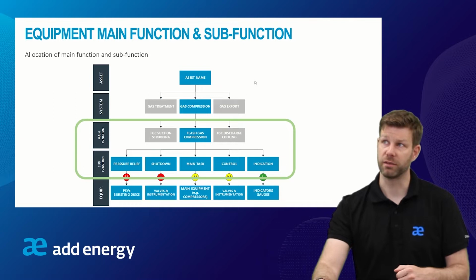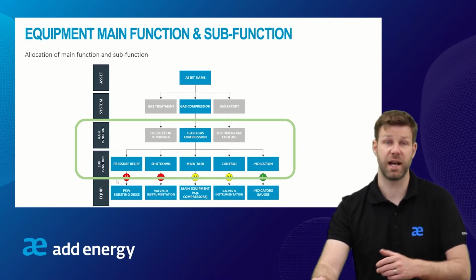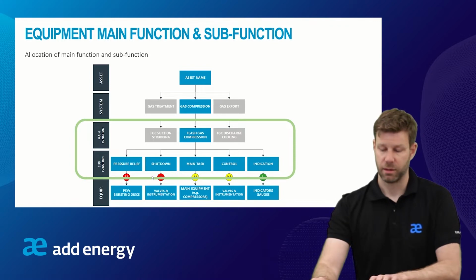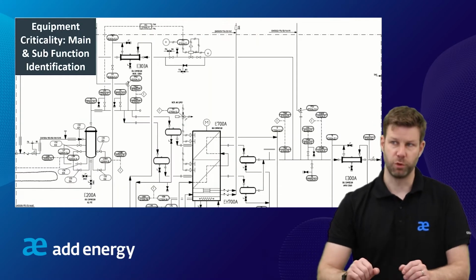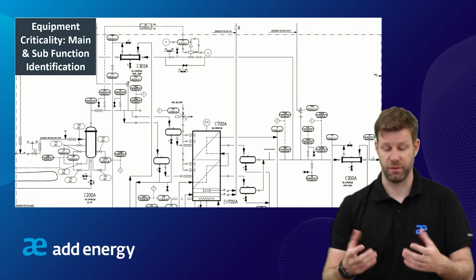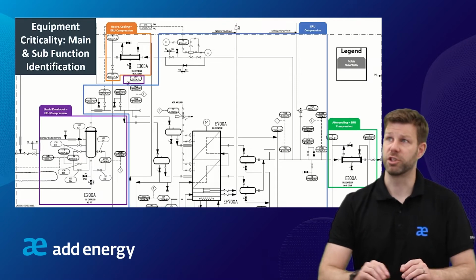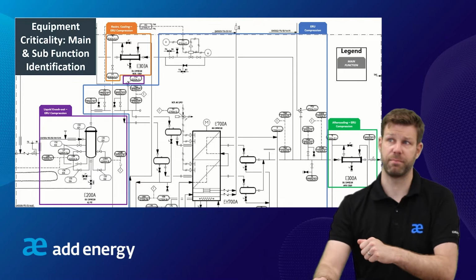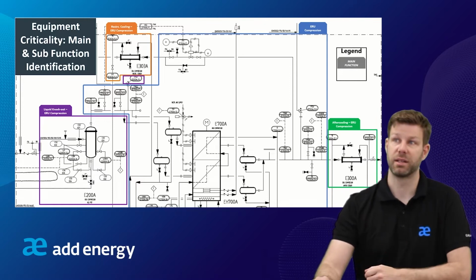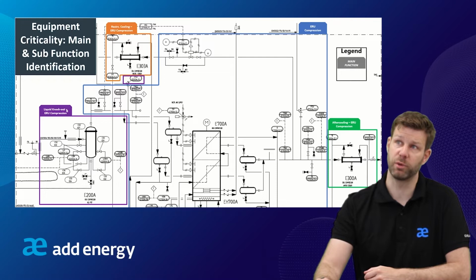So here you can see a generalized layout where you've got the asset name, the system, the main function of it, the sub-function of the equipment that's there, and then it breaks down into the equipment itself. Also, I've included some criticalities we assign here. So before we get into showing how that relates within Effio, you want to think about your main function, which is what task that piece of equipment and its auxiliary equipment is carrying out. You can see here we've got liquid knockout for the ERU compression in this section here, and we also have after cooling happening here.